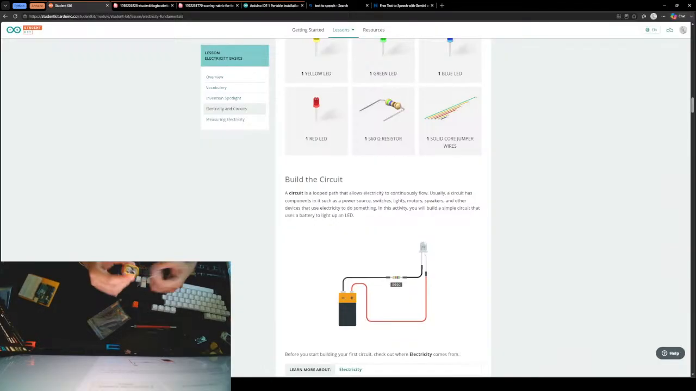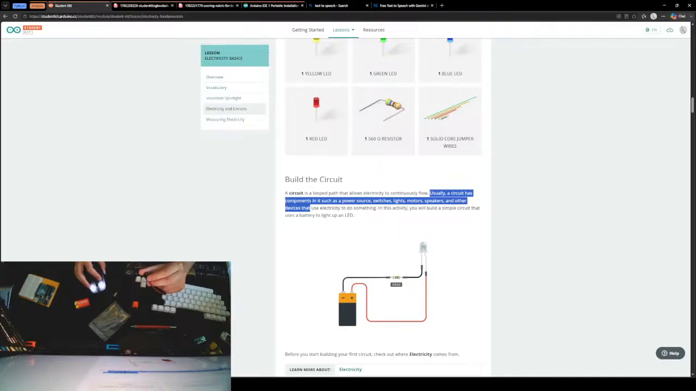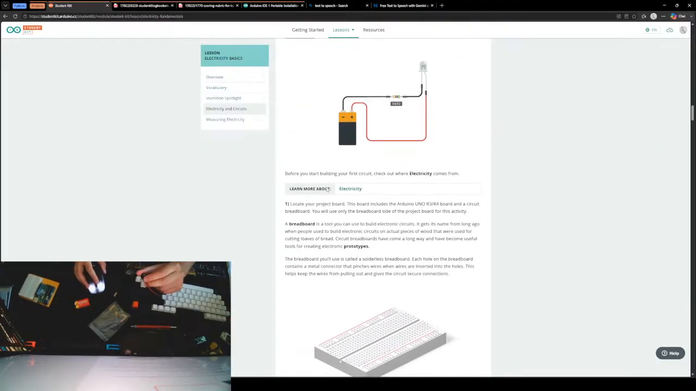Okay. Battery acquired. Bam. A circuit is a looped path that allows electricity to continuously flow. Usually a circuit has components in it such as a power source, switches, lights, motors, speakers, and other devices that use electricity to do something. In this activity, you will build a simple circuit that uses a battery to light up an LED. Before you start building a project, check out where electricity comes from.